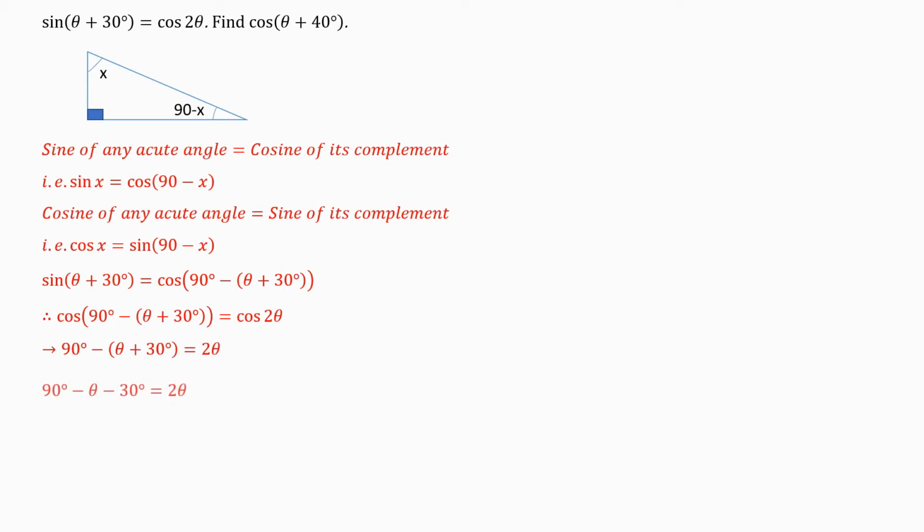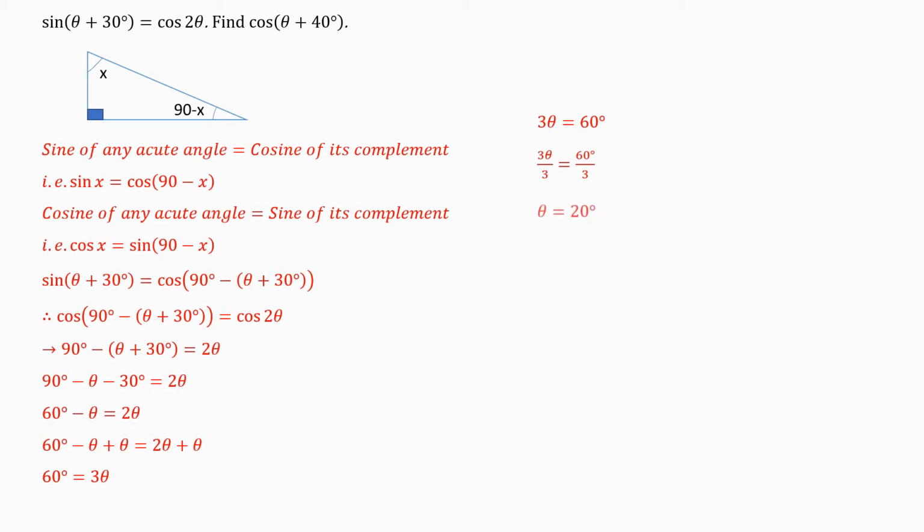We open the brackets, we have 90 degrees minus theta minus 30 is equals to 2 theta. We put the like terms together. We have 60 minus theta is equals to 2 theta. Add theta to both sides. We have 60 degrees is equals to 3 theta, which can be written as 3 theta is equals to 60 degrees. Divide both sides by 3 and we obtain the value of theta as 20 degrees.